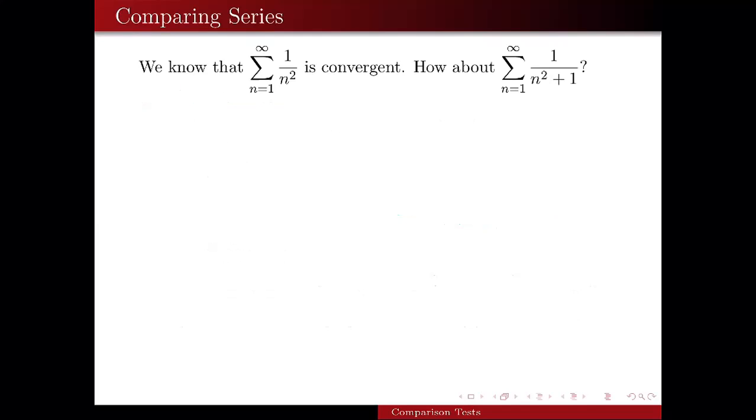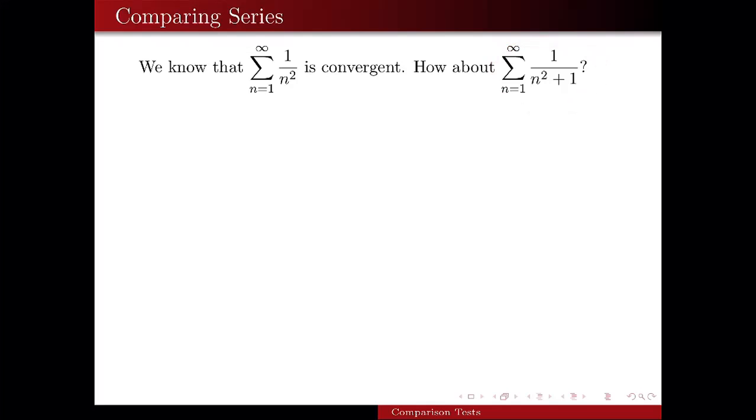We know that this series is convergent because it's a p-series with p equals 2. In fact, we solved this sum of 1 over n squared before. We found that it's actually equal to pi squared over 6. Okay? So the question is, what about this series here? What about the series 1 over n squared plus 1 as n runs from 1 up to plus infinity?